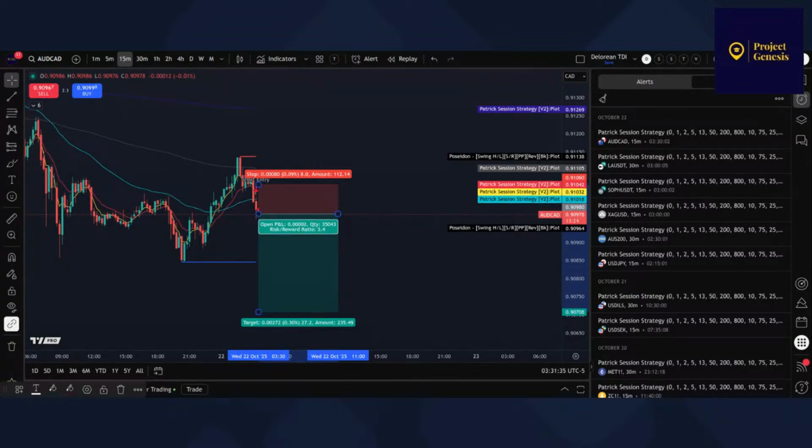Okay, entry price at 9098. Stop loss at 9106. That's 8 pips. Take profit at 907.08. That's 27 pips.